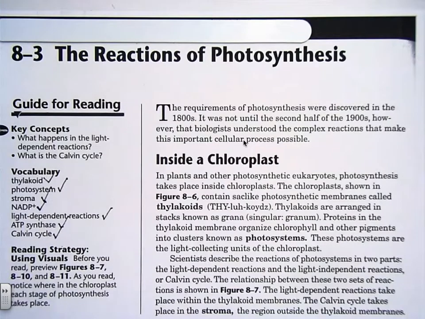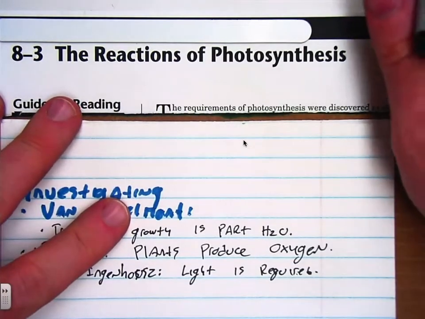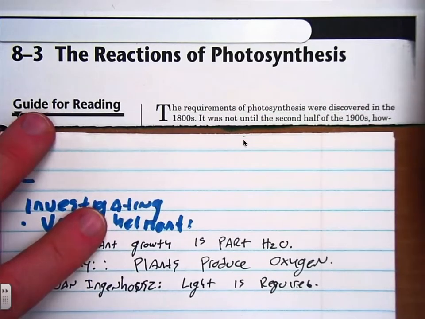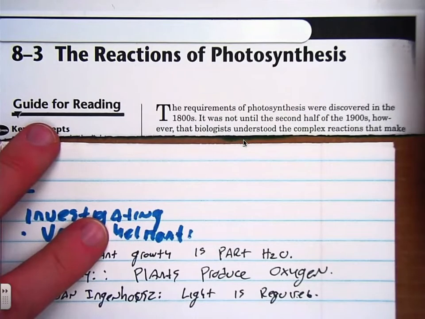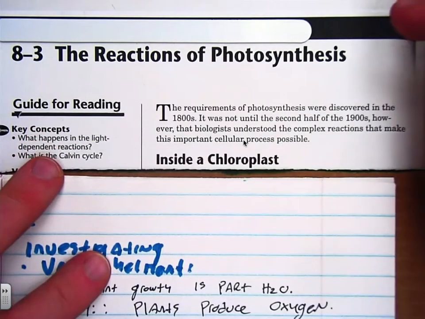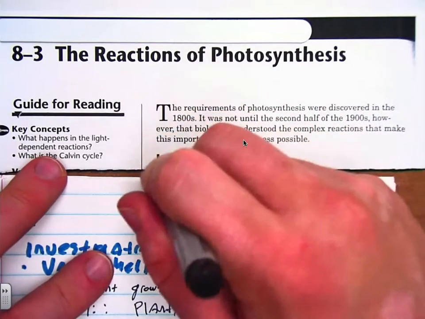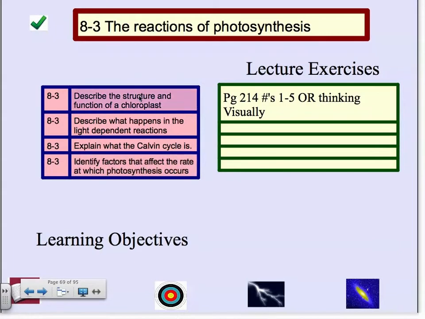Let's read together. The requirements of photosynthesis were discovered in the 1800s. It was not until the second half of the 1900s, however, that biologists understood the complex reactions that make this important cellular process possible inside a chloroplast. Okay, so remember our objective, which was to describe the structure and function of the chloroplast? That's what we're doing right now.